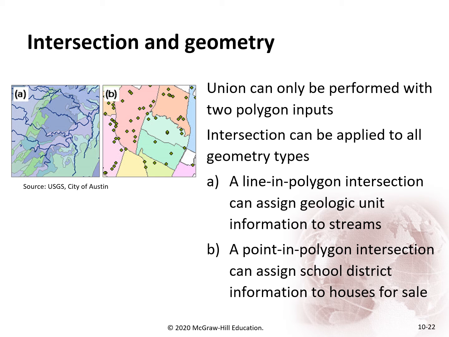Intersection and geometry union can be performed with 2 polygon inputs. Intersection can be applied to all geometry types. A line in polygon intersection can assign geologic unit information to streams. A point in polygon intersection can assign school district information to houses. So in these examples here, you have a stream. It basically cuts the stream everywhere it goes across and changes from your other data set. Each part of the stream is then assigned the information from that part. Similarly here, points and polygons, if a point falls in this polygon, it gets the data from that polygon.